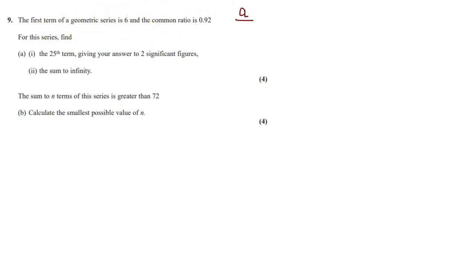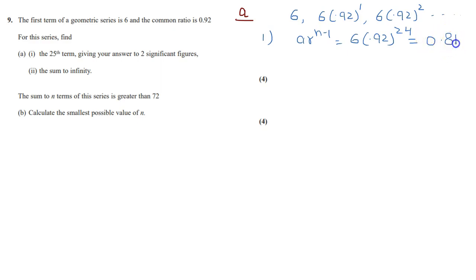First term of this geometric series is 6. Common ratio is 0.92. So second term will be 6 times 0.92 to the power 1. Third term will be 6 times 0.92 to the power 2, and so on. So part 1 is the 25th term. The formula will be a r to the power n minus 1. So that is 6 times 0.92 to the power n minus 1, 25 minus 1, that is 24. Up to 2 significant figures, this is 0.81.